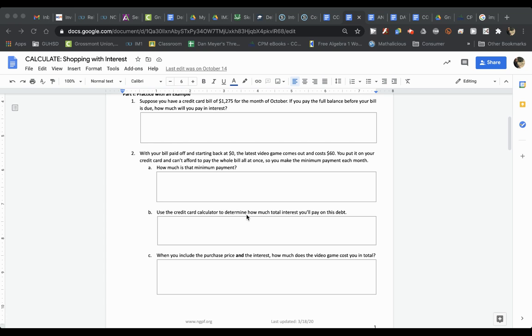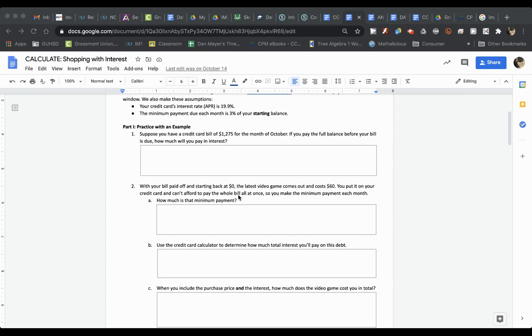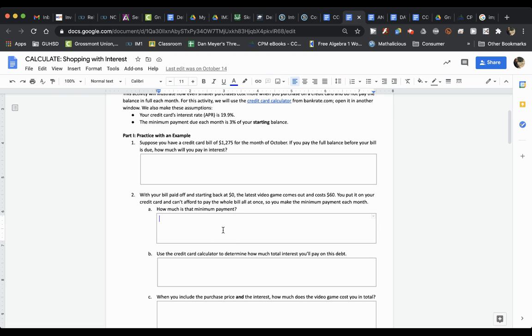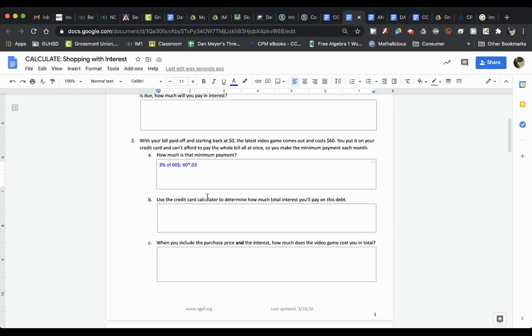With your bill paid off and starting back at zero, the latest video game comes out and costs $60. You put it on your credit card and can't afford to pay the whole bill at once, so you make a minimum payment. Remember, our minimum payment is 3% of however much my total is. So for this one, we want to do 3% of $60. In your calculator, you should do 60 times 0.03 to find out what your minimum payment is.